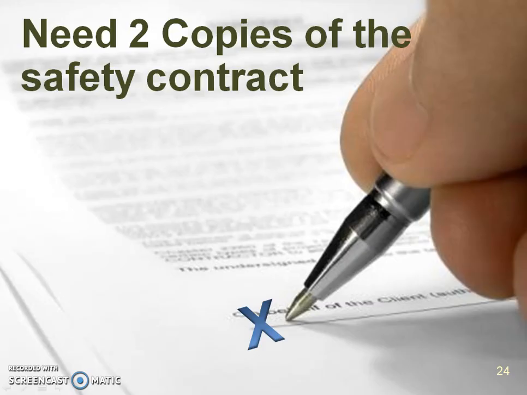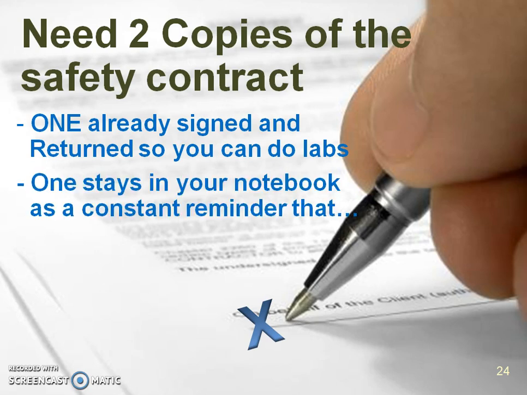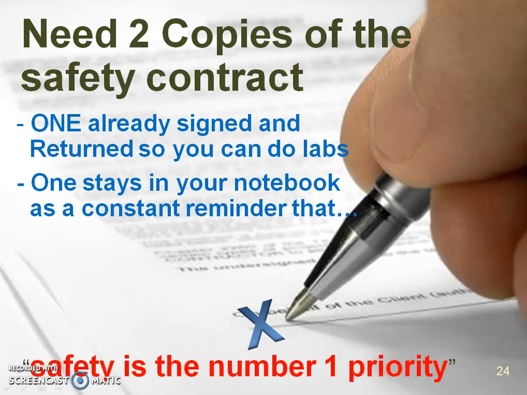So your safety contract is very important. You're going to get 2 copies if you didn't get 2 copies already. One should already be signed or getting signed and returned so that you can do those labs. I'm not allowed to let you do a lab unless you and your guardian sign the safety contract that says you will follow those rules during lab to keep everybody safe. The second copy you're going to keep in your notebook as a constant reminder that safety is number 1 priority.